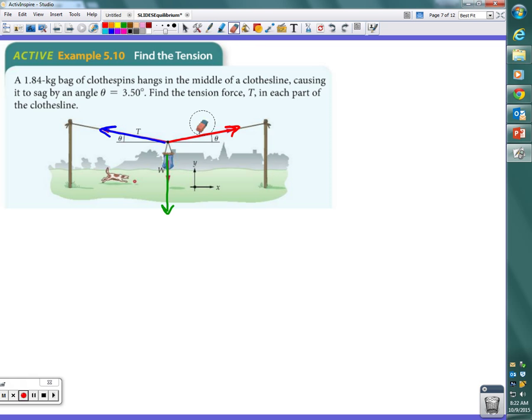Actually, I'm going to do this. I'm going to make this one pink. So it's a little different than the red that's on the picture, okay? All right.